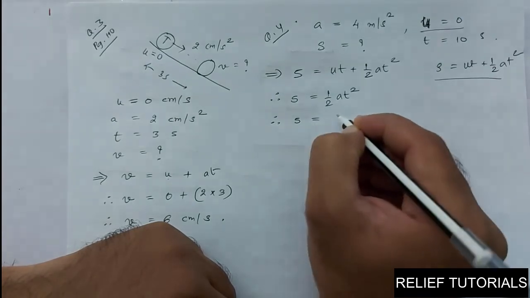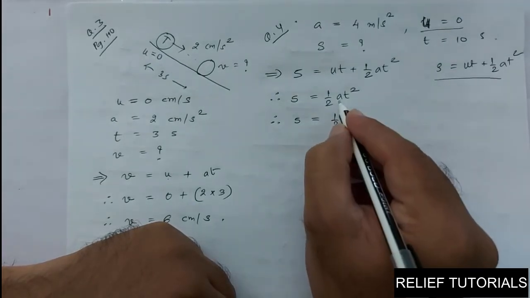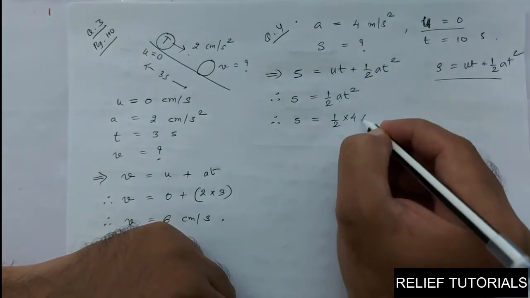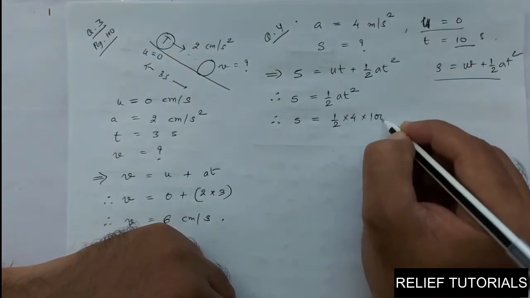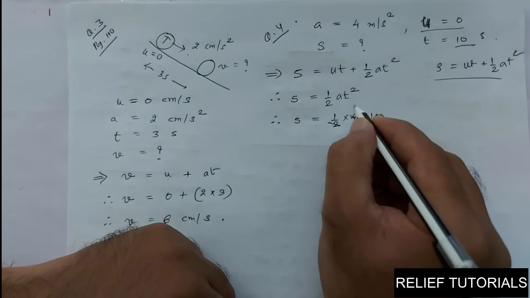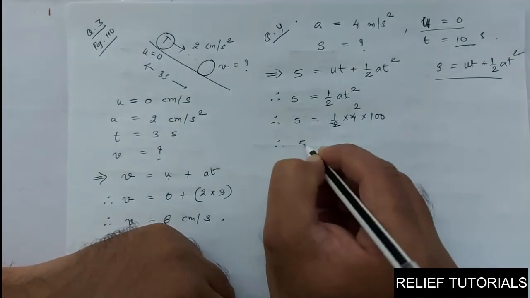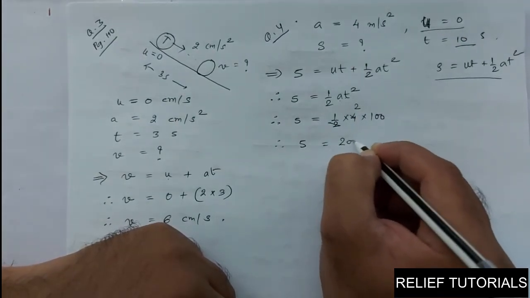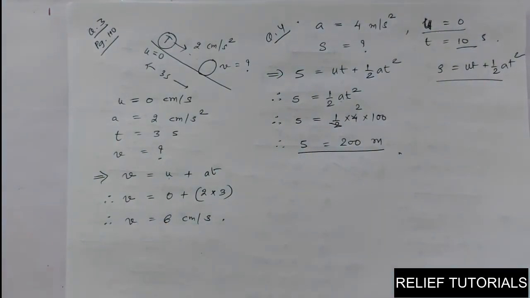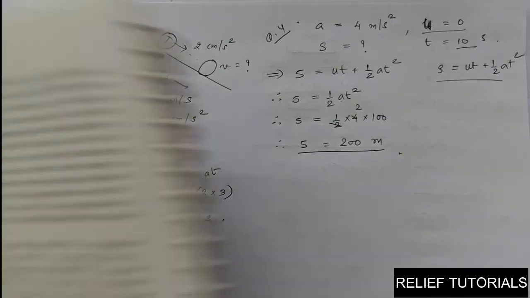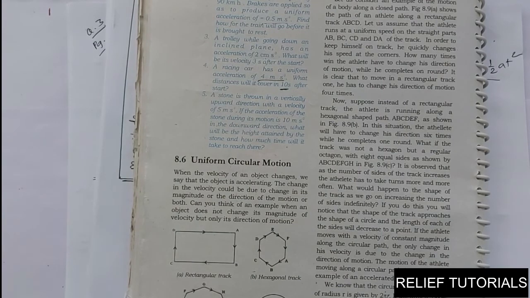Therefore, S is equals to half into A, A is 4, into t square. T square is 10 square and 10 square is 100. 2 2s are 4. Therefore, S is equals to 2 into 100, 200 meter distance traveled. Okay. Last, look at the question number 5.